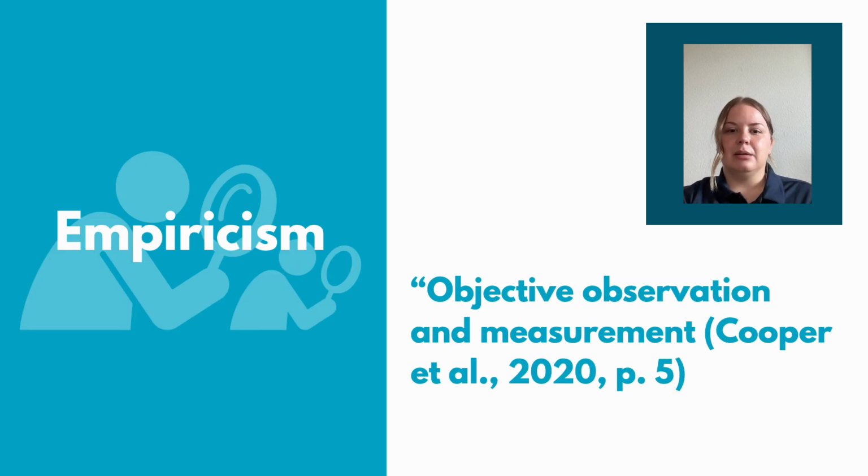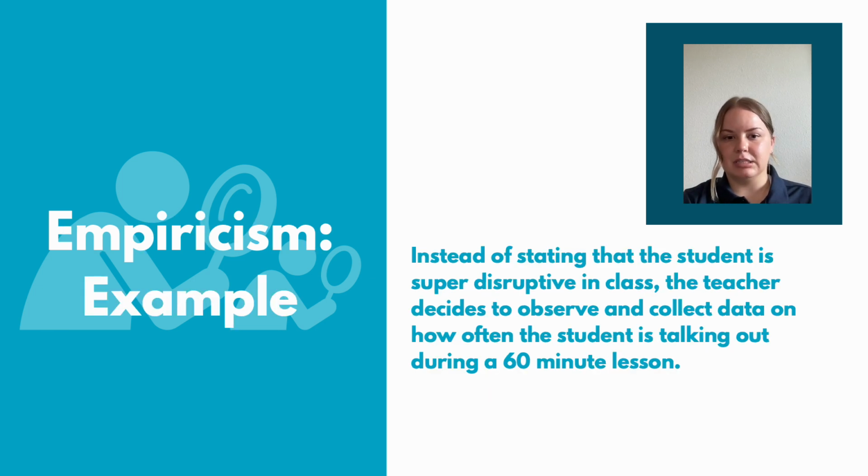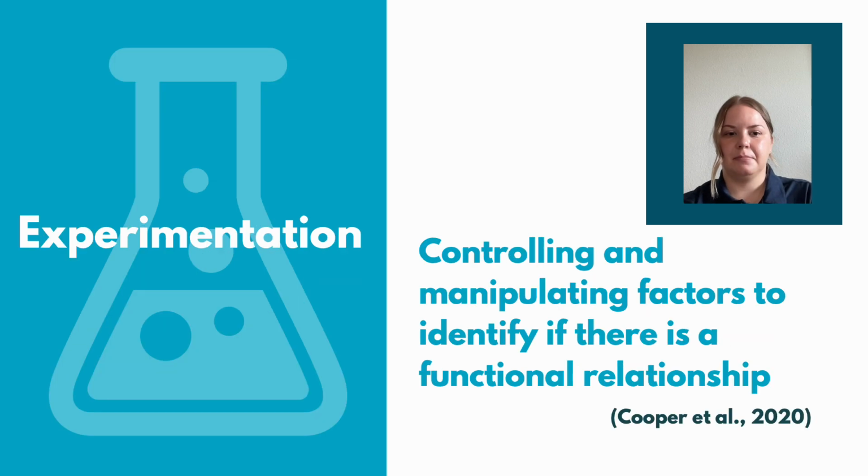Empiricism is objective observation and measurement. An example of empiricism is, instead of stating that the student is super disruptive in class, the teacher decides to observe and collect data on how often the student is talking out during a 60-minute lesson. Again, we have objective observation, and this is empiricism, another characteristic of a scientist.